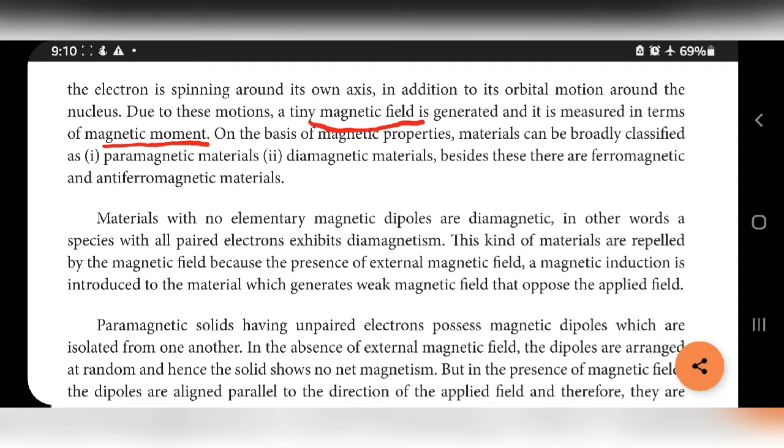On the basis of magnetic properties, materials can be broadly classified into paramagnetic and diamagnetic. Besides these, ferromagnetic and antiferromagnetic materials also exist. So these are the types of magnetic behaviour: paramagnetic and diamagnetic, and also ferromagnetic and antiferromagnetic.